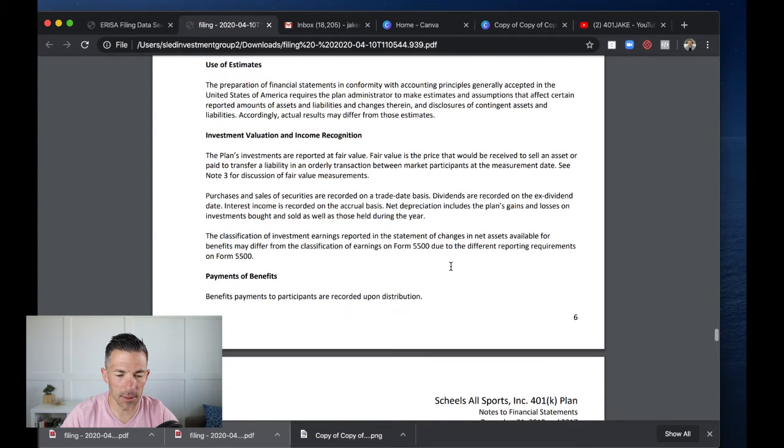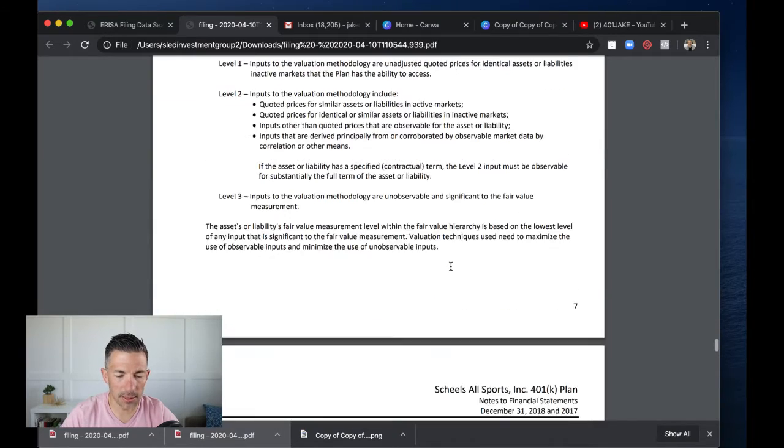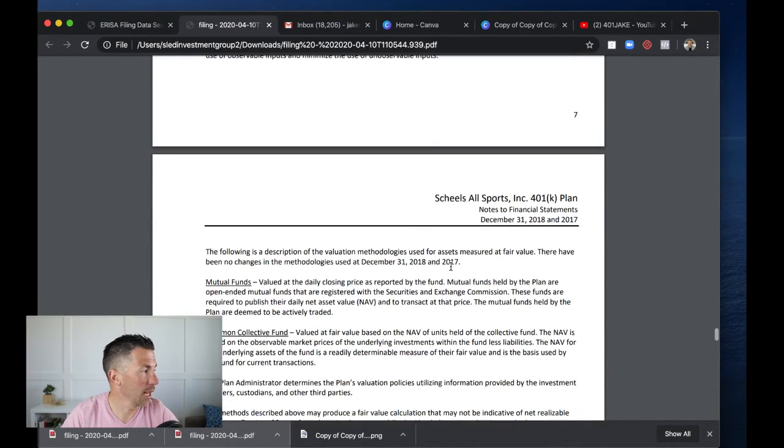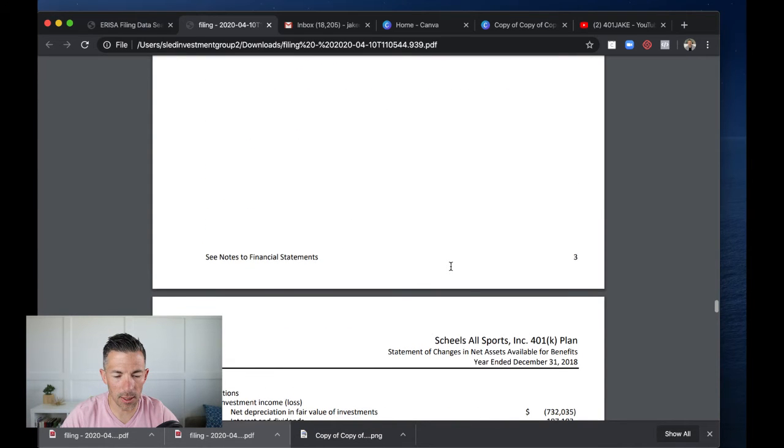This is hit and miss. Sometimes you can get it, sometimes you don't get it. So we don't know their plan design specifically as far as what the company's matching, which can be useful, especially going into an opportunity.